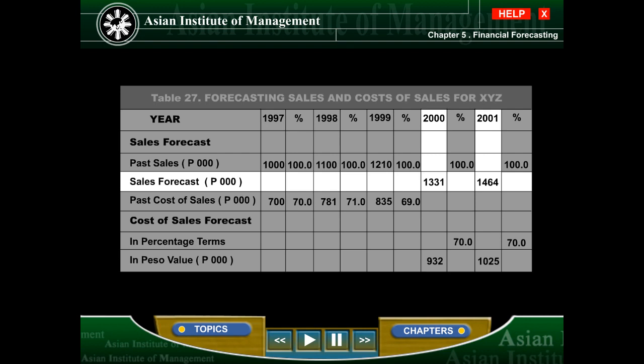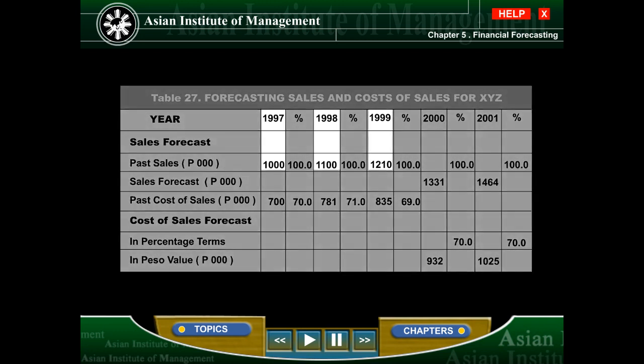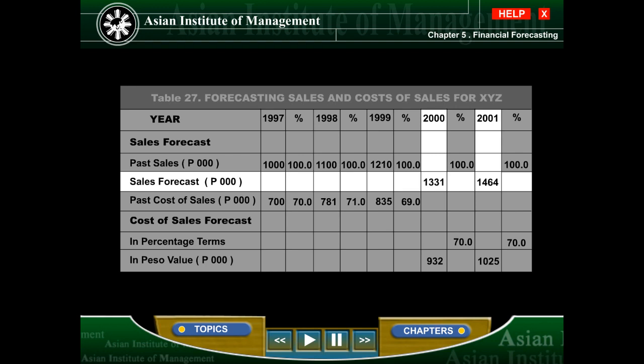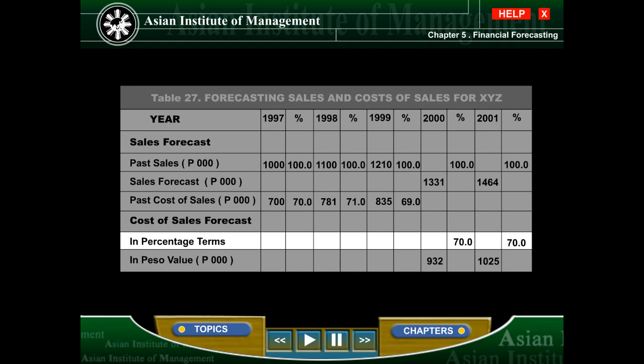The sales forecast for the next 2 years can be set to approximate the growth trend of the last 3 years. Since sales grew by 10% from 1997 to 1998, and by 10% from 1998 to 1999, the financial forecaster can reasonably assume a sales growth of 10% per annum in the next 2 years. The sales forecast for the year 2000 is thus 1,331,000 pesos, and for the year 2001, the forecast can be set at 1,464,000 pesos. The forecast for the cost of sales percentage is 70% of sales for the years 2000 and 2001, as given in Table 27.